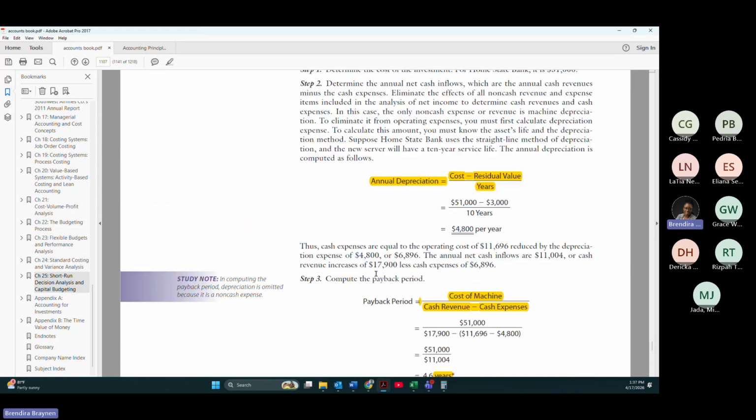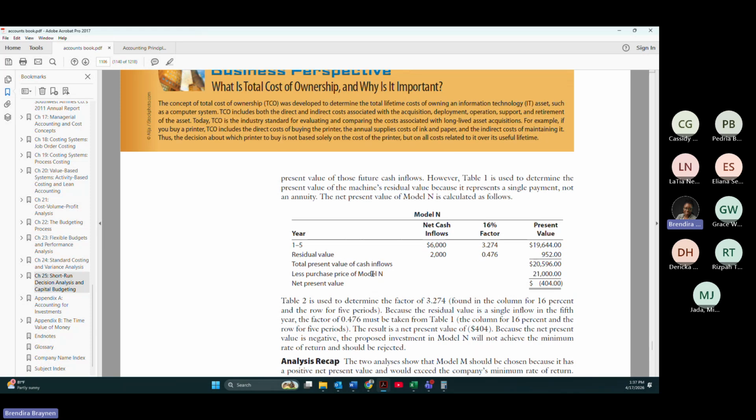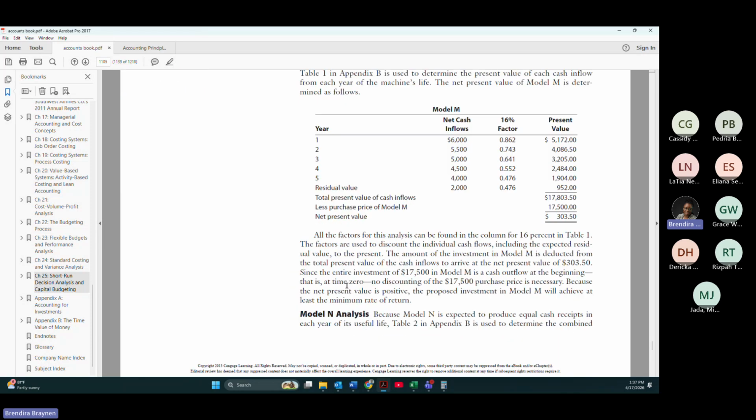Okay, and then NPV, final one. The NPV method is the one where we look at the cash that's coming in for a particular investment in the future, and we have to discount it to the present. And so in this example we did in class on the board, we had two instances.